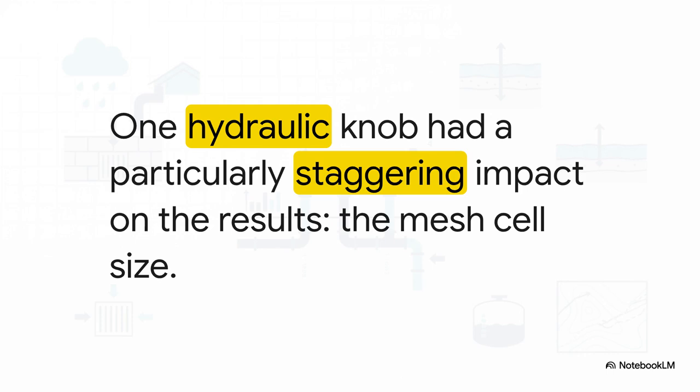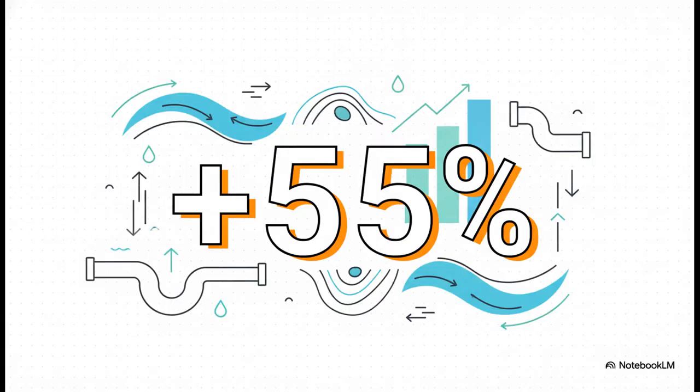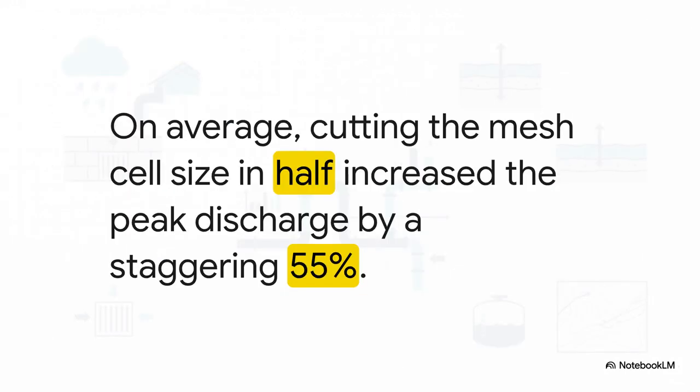Now, a lot of these knobs made a difference, but there was one single hydraulic knob that stood out with a just jaw-dropping impact on the results. And that was the size of the grid cells you use to build your digital terrain. 55%. Let that sink in for a second. That's a huge number. That's right, no typo there.